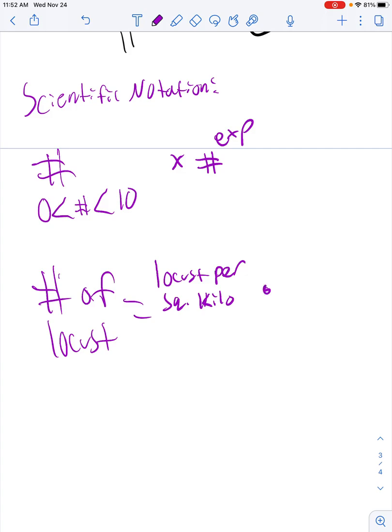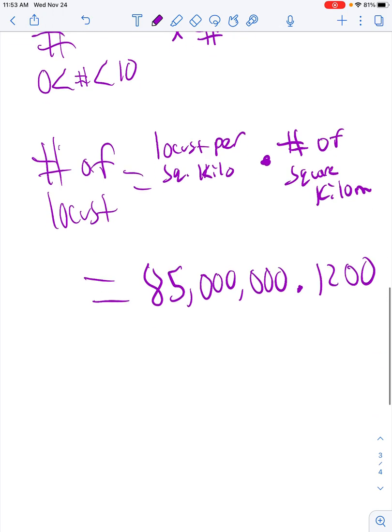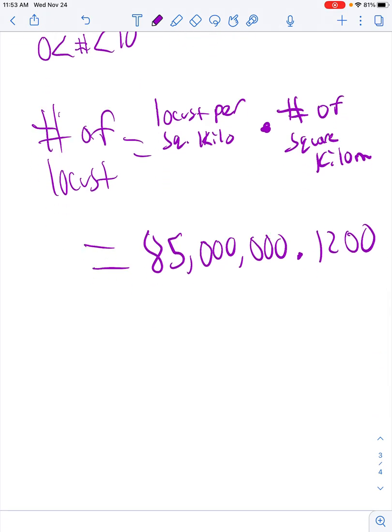And then you're going to multiply that by the number of square kilometers. So if we think about it, I have 85 million locusts per square kilometer, and I'm going to multiply that by the number of square kilometers, which I have being 1,200. So we're thinking, how could I potentially write this differently?